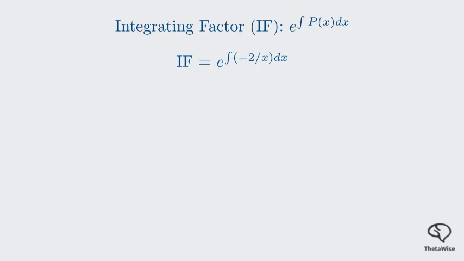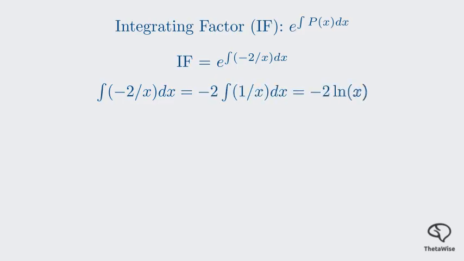Now we need to integrate negative 2 over x. The integral of negative 2 over x is negative 2 times the natural logarithm of x. A common pitfall here is forgetting the negative sign. Be very careful with signs. So our integrating factor becomes e to the power of negative 2 ln x.